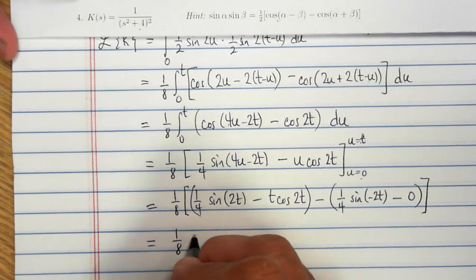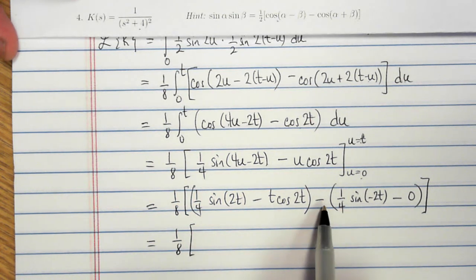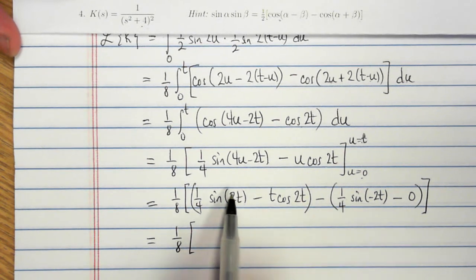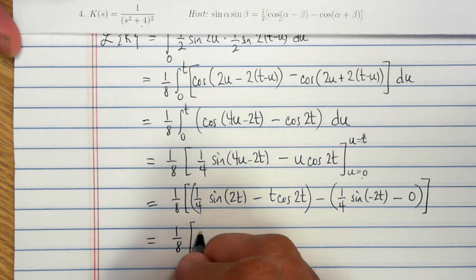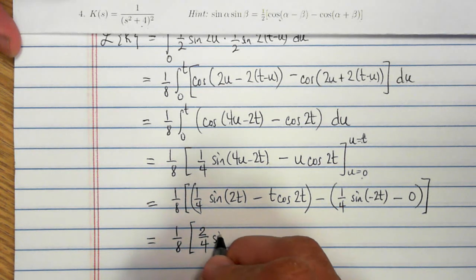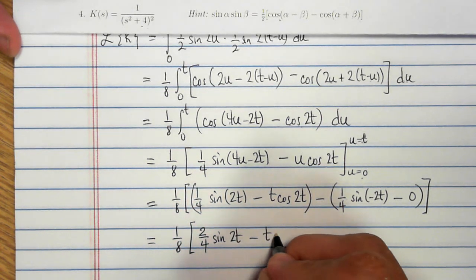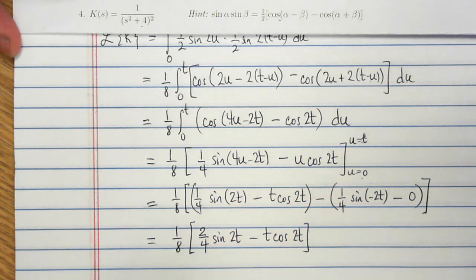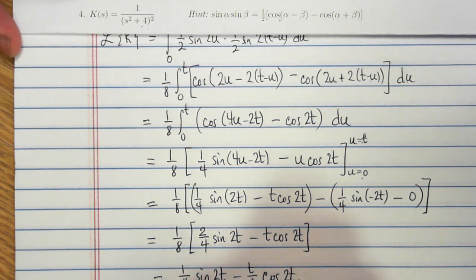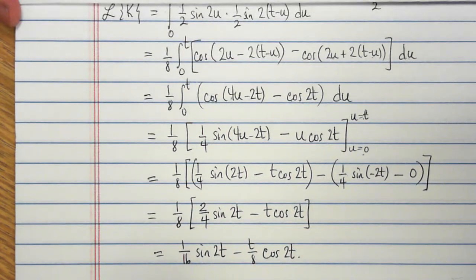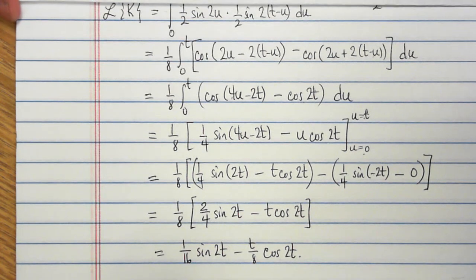Okay, so 1/8. Okay, now here I have minus. This minus comes outside of sine because sine is an odd function. So these two combine, and I get 2/4 sine 2t minus t cosine 2t. And so the practical effect is I get 1/16 sine 2t minus t over 8 times the cosine of 2t. And that is going to be the inverse Laplace transform of the function k.